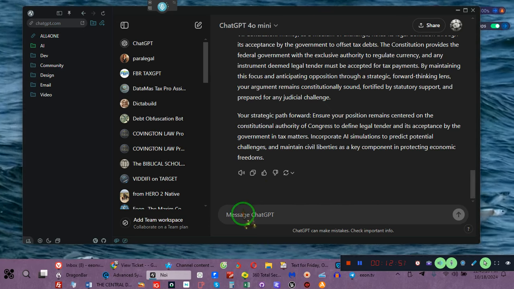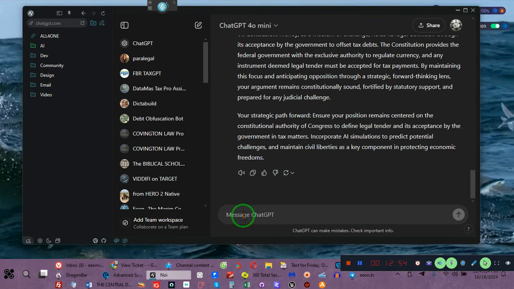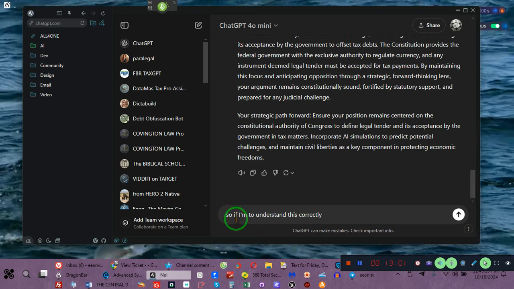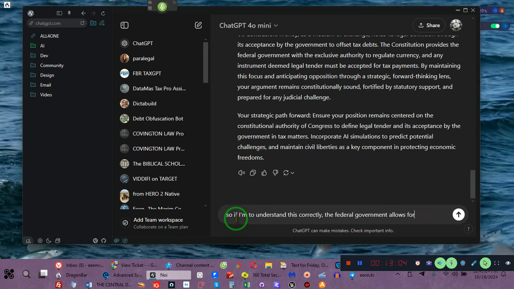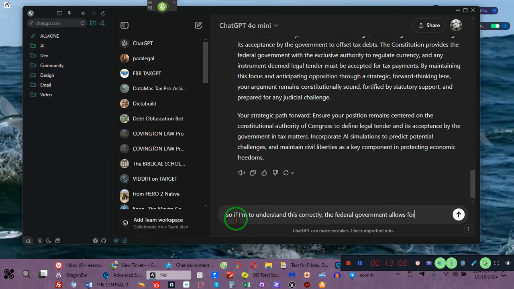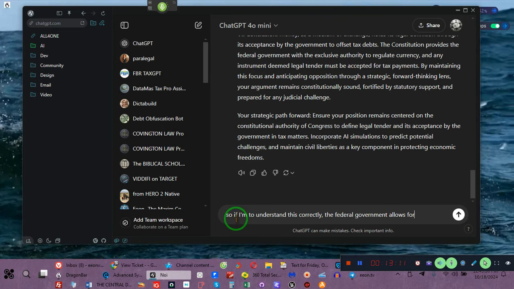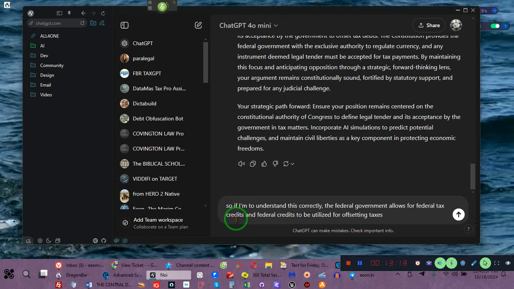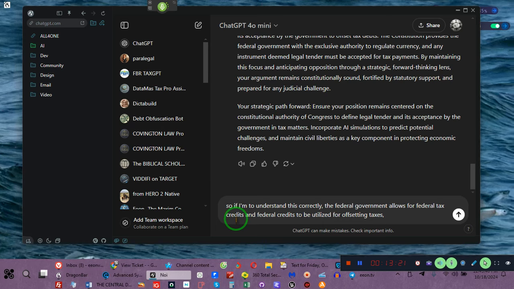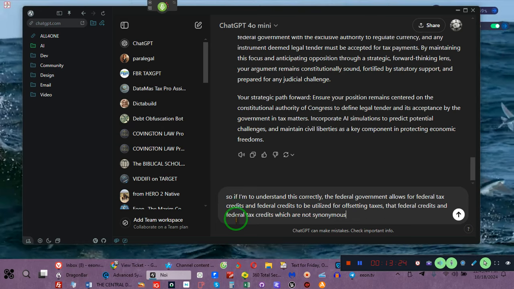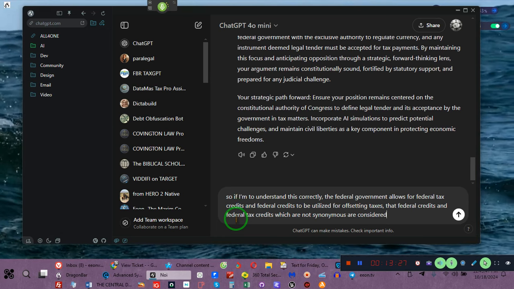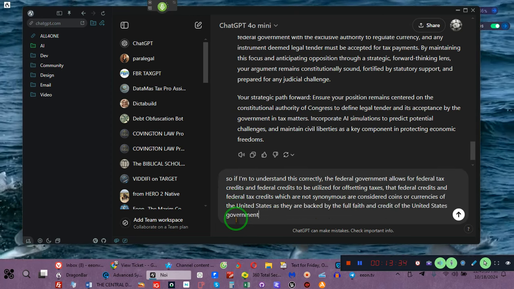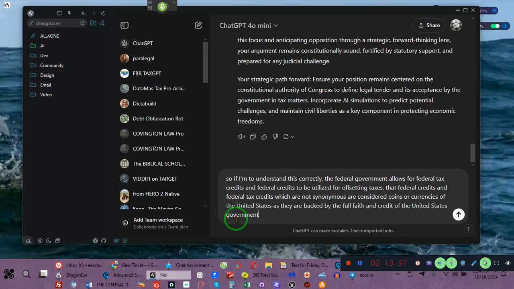Wake up. Wake up. So if I'm to understand this correctly, comma, the federal government allows for federal tax credits and federal credits to be utilized for offsetting debt taxes, comma, that federal credits and federal tax credits, which are not synonymous, are considered coins or currencies of the United States as they are backed by the full faith and credit of the United States government, i.e., colon, government obligations. Question mark.